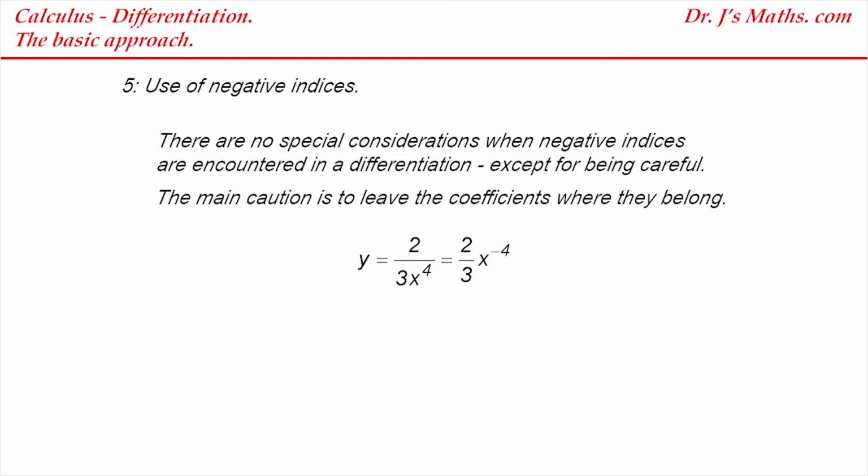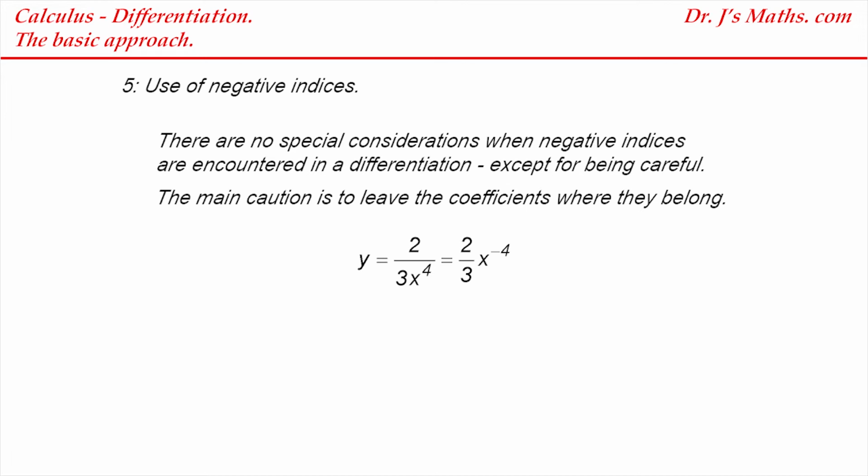Don't fiddle with them. So if we have y equals 2 over 3x to the fourth, we're going to leave the 2 and the 3 where they are. It's only the x we're differentiating, so it's only the x that's going to move. We can't differentiate an x term or an independent variable in the denominator like that. So we have to bring it up. So it becomes 2/3 x to the minus 4.